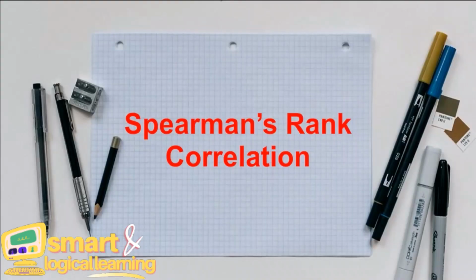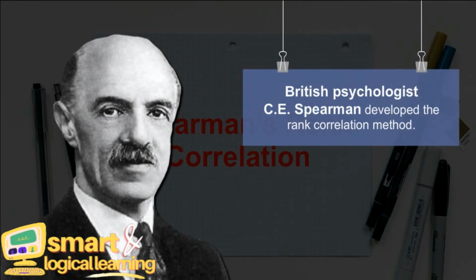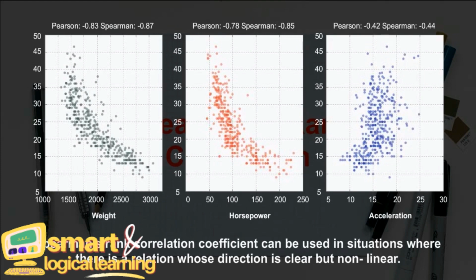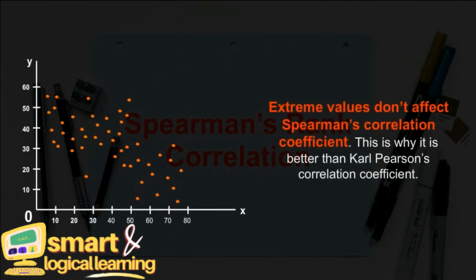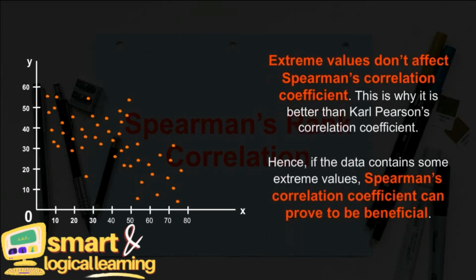Spearman's rank correlation. British psychologist C.E. Spearman developed the rank correlation method. Spearman's rank correlation coefficient can be used in situations where there is a relation whose direction is clear but nonlinear. Extreme values don't affect Spearman's correlation coefficient. This is why it is better than Karl Pearson's correlation coefficient. Hence, if the data contains some extreme value, Spearman's correlation coefficient can prove to be beneficial.